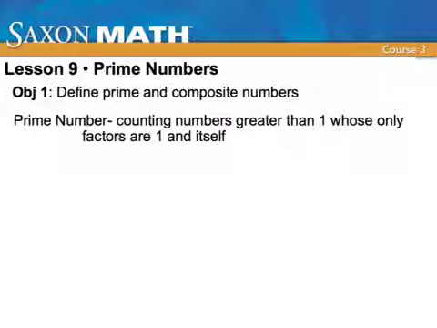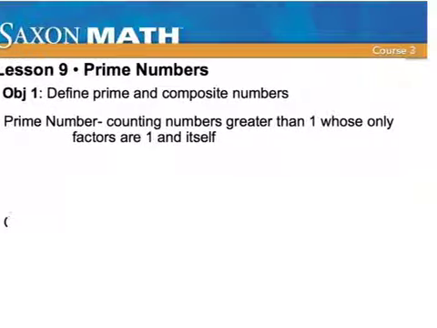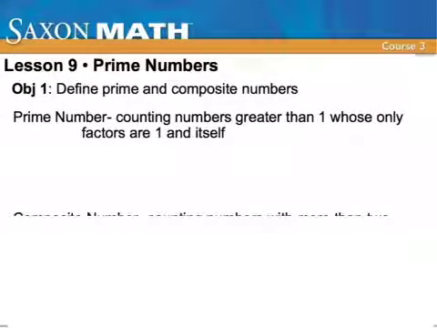A prime number is a counting number greater than 1 whose only factors are 1 and itself. Okay, so a prime number is something greater than 1 whose only factors are 1 and itself. So for example, the number 5. Okay, 5 is a prime number because the only way I can multiply numbers together to get 5 is 1 times 5. Okay? It's the only way I can multiply to get 5.